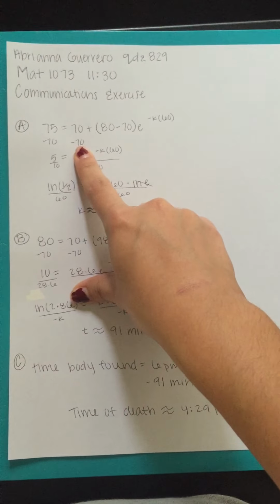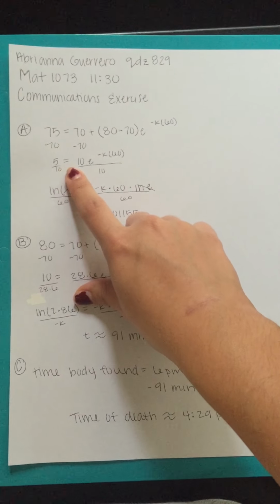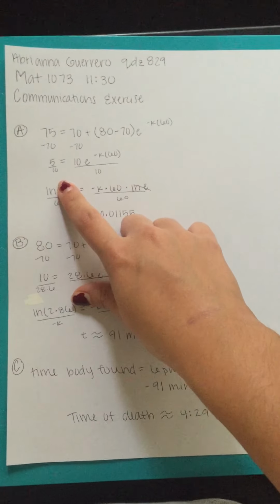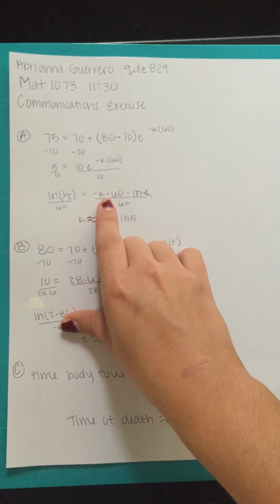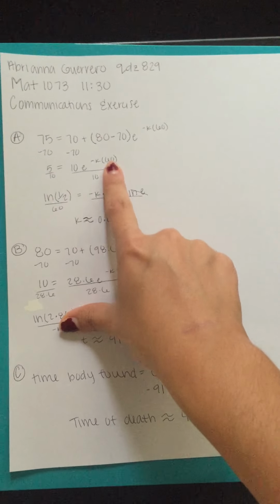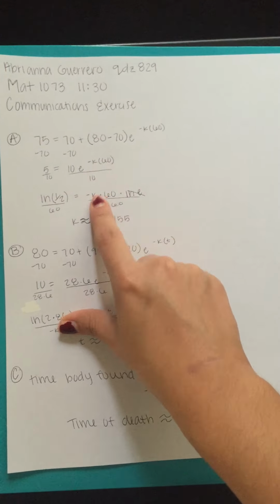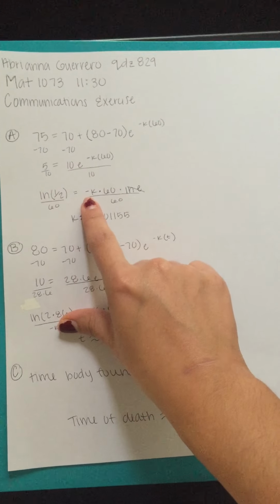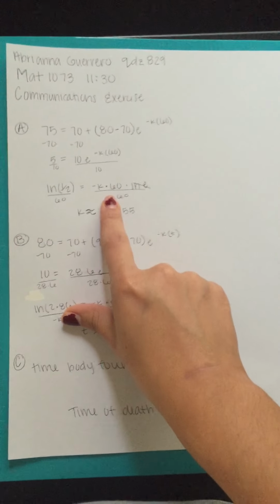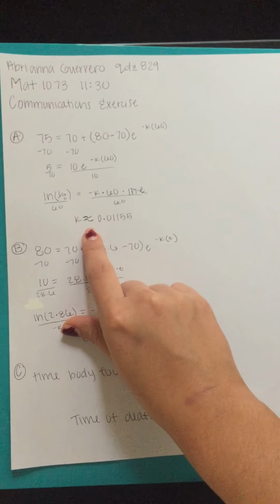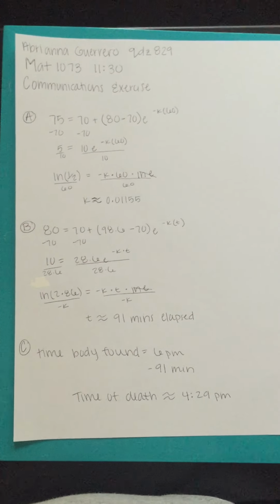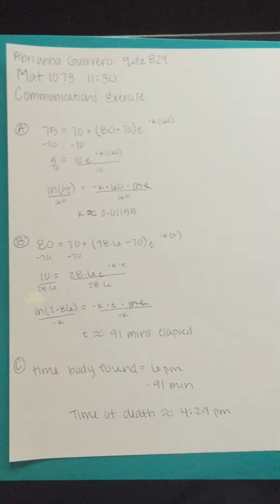So to solve, we first subtract by 70, and that gives us 5 equals 10 e to the power of negative k times 60. We then divide by 10, and that'll give us 1/2 equals e to the power of negative k times 60. Since we're going to take the natural log of both sides, we can go ahead and move this power to the front, and that'll give us ln of 1/2 equals negative k times 60 times ln e. Since ln e is equal to 1, we can cancel that out. We're going to divide both sides by 60, and that gives us an approximate k of 0.01155.